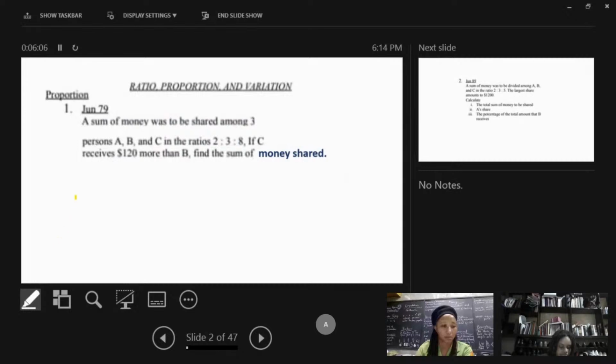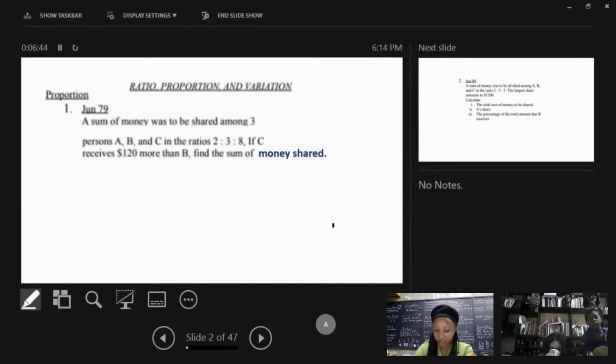Okay. Number one. A sum of money was to be shared among three persons, A, B, and C, in the ratio 2 to 3 to 8. If C receives $1,120 more than B, find the sum of money shared.